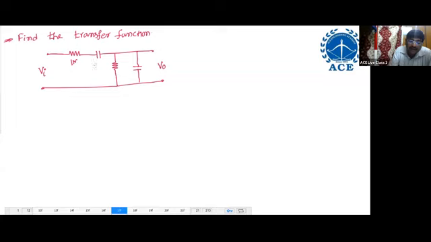1 mega ohm, 1 microfarad, 1 microfarad, 1 mega ohm. Find the transfer function. Come on, do it. Tell the answer. Anybody answer?